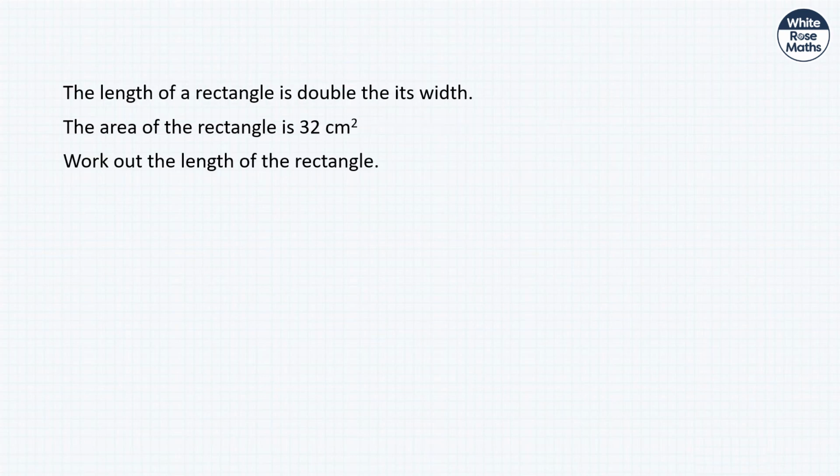Okay, the length of a rectangle is double its width. The area of the rectangle is 32 centimeters squared. Work out the length of the rectangle. So, a quick sketch. Sorry, it's not actually drawn perfectly here.